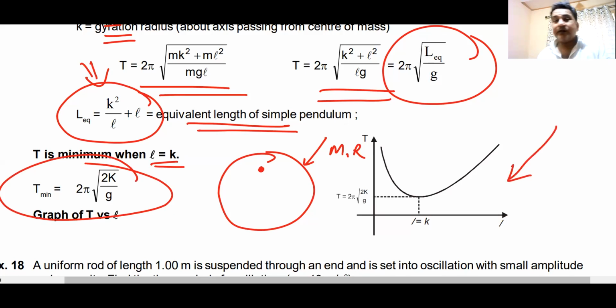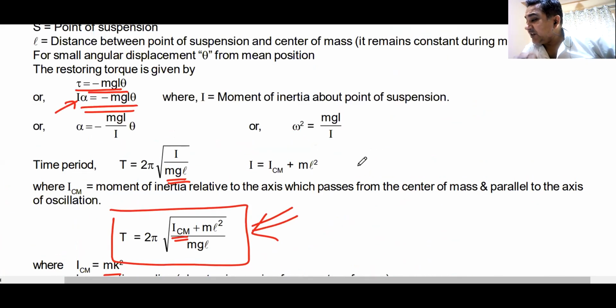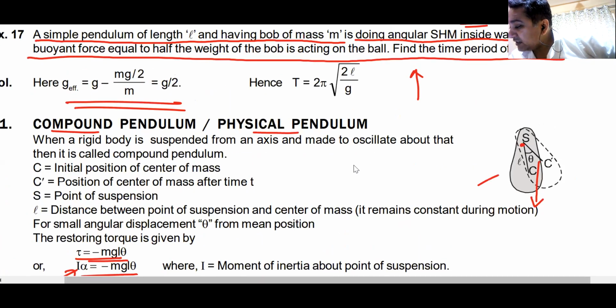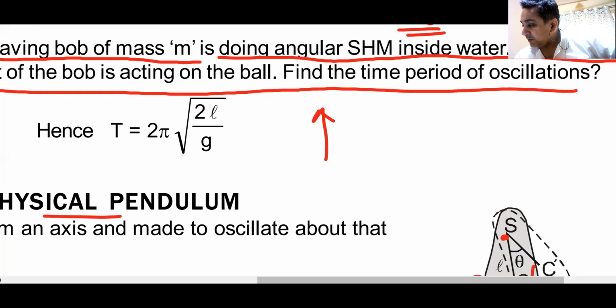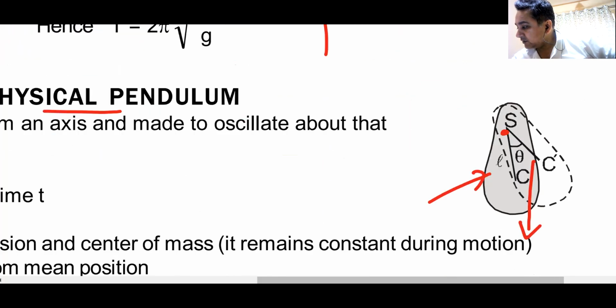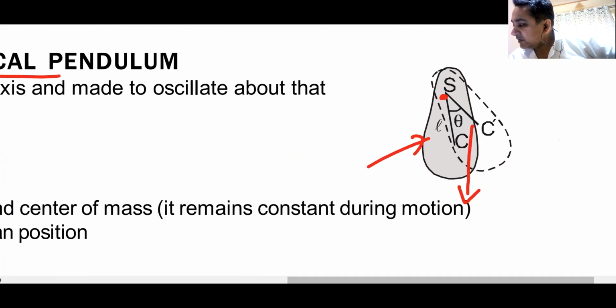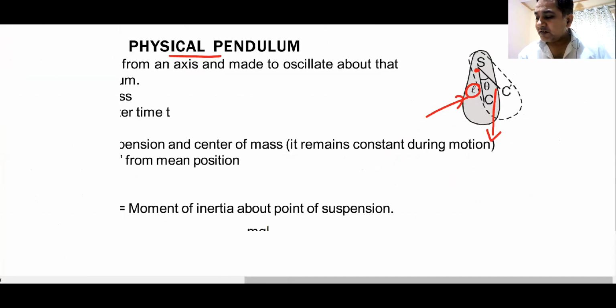And this is the graph that you remember. They love graphs. JEE people love graphs. This is the graph that you remember. It is minimum when L is K. What is L? The distance between the center of mass and the point of suspension. This is L. I hope you can see this. It comes down like this. Yes, you see this L. L is the distance between the point of suspension and your center of mass.